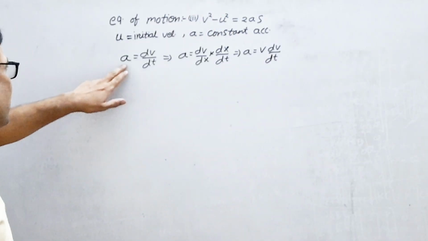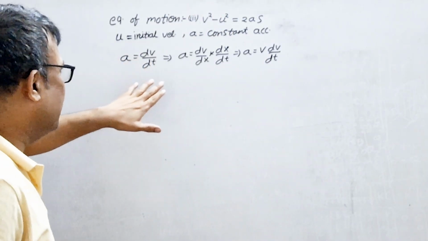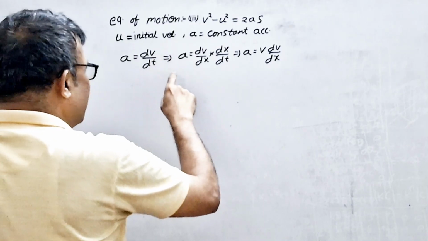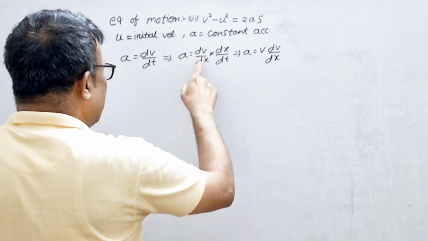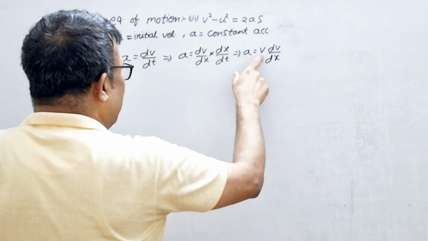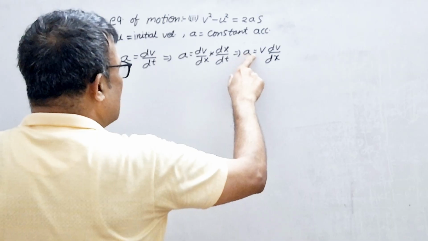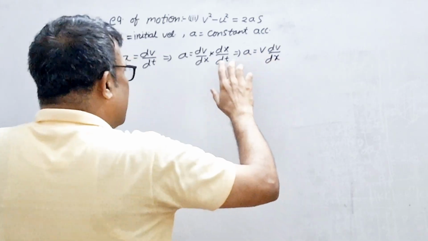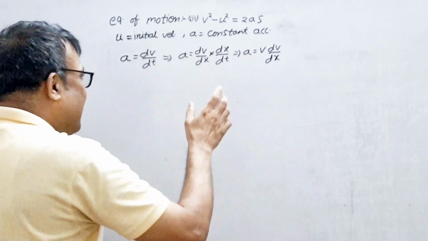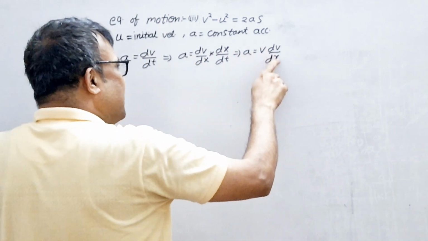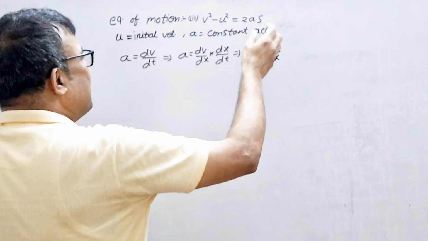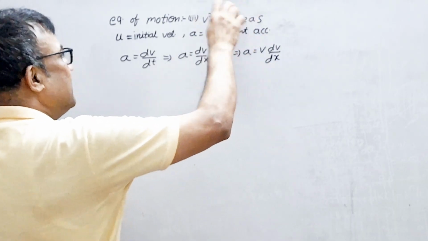We have a relation for acceleration, a equal to dv by dt. Now on the right side we multiply dx and divide dx. In the denominator dx is written under the dv and dt is written under the dx. So dx by dt will become v, and we have a relation a equal to v dv by dx. Here the variables are v and x, and a is the constant. So we have the desired relation between v and x in terms of constant a. Now we can solve this relation easily by integration method to obtain the desired equation.